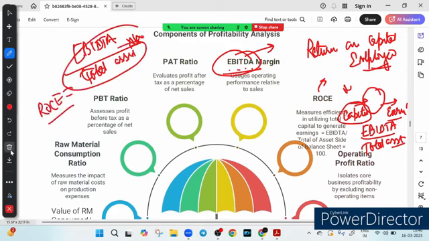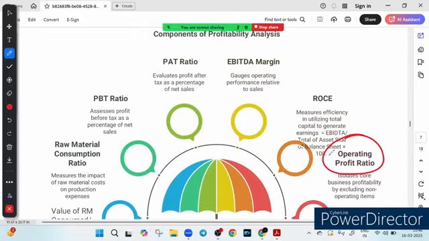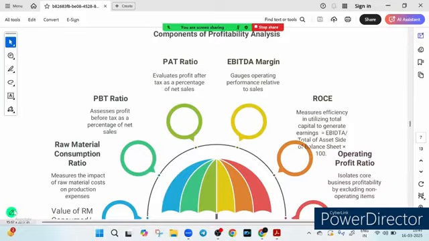And then finally we have something called the operating profit ratio. It isolates core business profitability by excluding non-operating expenses. There are some non-operating expenses, so it helps understand how well the operation generates profit. These profitability ratios are like an umbrella. They protect the business from financial risk and guide it towards sustainable growth. I hope you will be able to remember these profitability ratios.